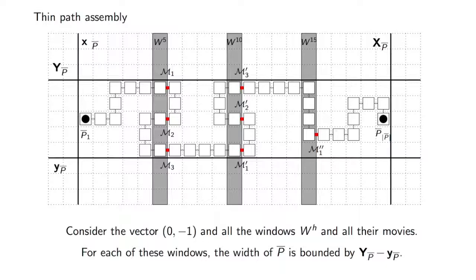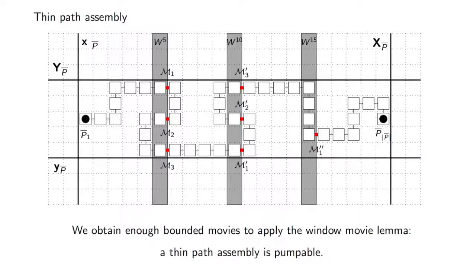Consider all the different movies of the path assembly P obtained with these windows. By definition of a thin path assembly, we have a lot of non-empty bounded movies. In fact, the function phi used in the definition of a thin path assembly is defined to have enough non-empty bounded movies to conclude that the path assembly P is pumpable by using the window movie lemma. Thus a thin path assembly is always pumpable.